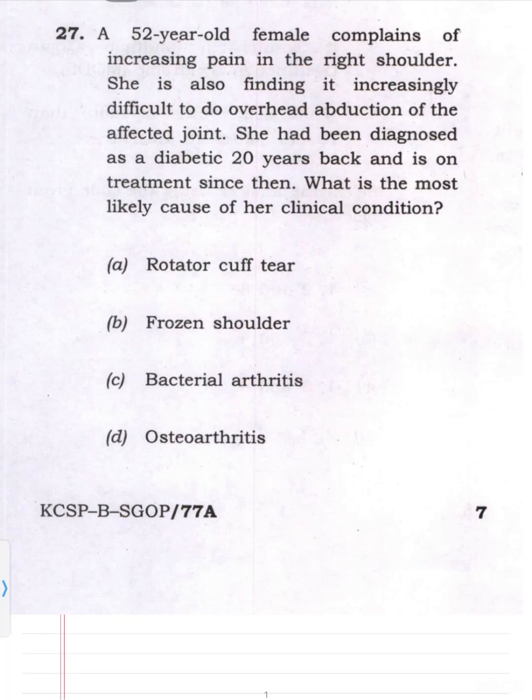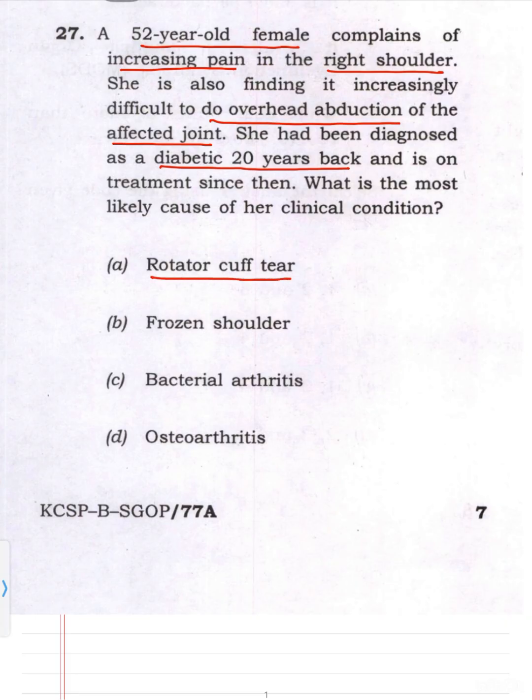So 27th question is, a 52-year-old female complains of increasing pain in the right shoulder. She is also finding it increasingly difficult to do overhead abduction of the affected joint. She had been diagnosed as a diabetic 20 years back and is on the treatment since then. What is the most likely cause of her clinical condition? A is rotator cuff tear, second is frozen shoulder, third is bacterial arthritis, and fourth is osteoarthritis.